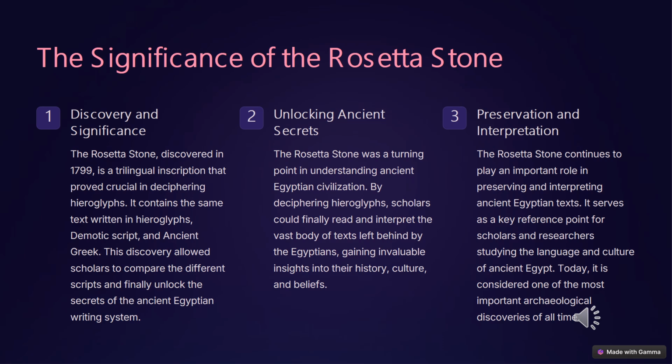Preservation and interpretation of the Rosetta Stone is an important aspect of preserving and interpreting ancient Egyptian texts. It serves as a key reference point for scholars and researchers studying the language and culture of ancient Egypt. Today, it is considered one of the most important archaeological discoveries of all time. The Rosetta Stone.